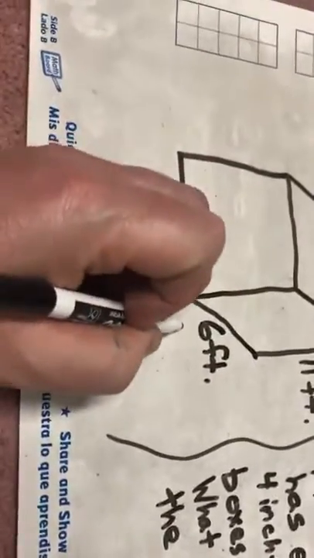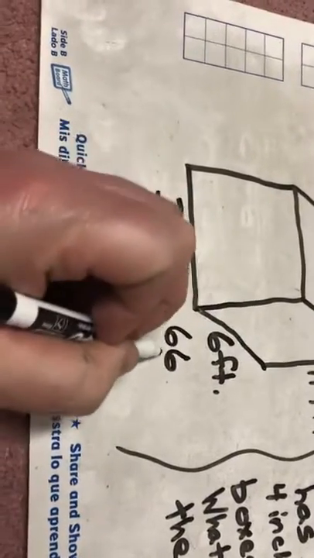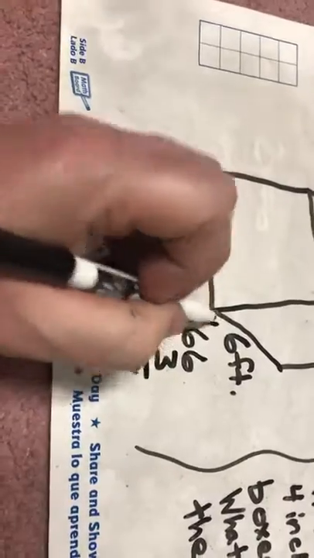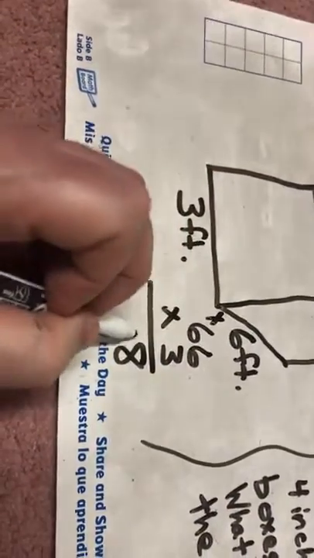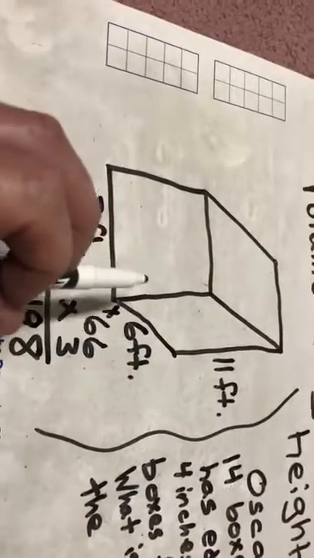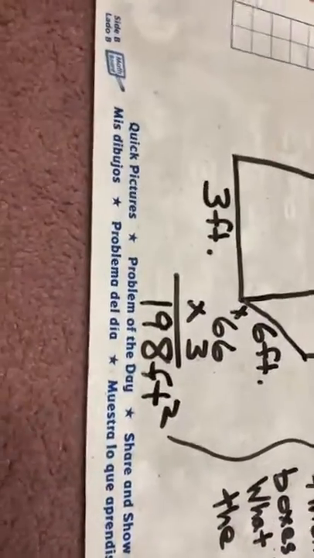So I'm going to come down here and do 66 times 3. 3 times 6 is 18. Put the 8 down, carry the 1. 3 times 6 is 18, plus the 1 is 19. I get 198. The volume of this rectangular prism, or this box here, is 198 cubic feet.